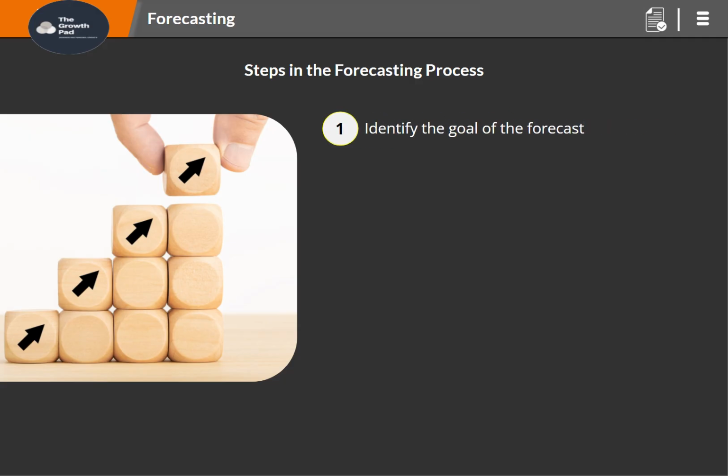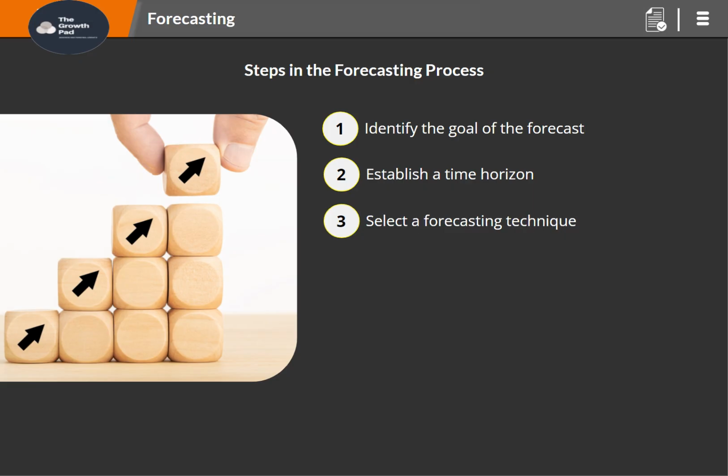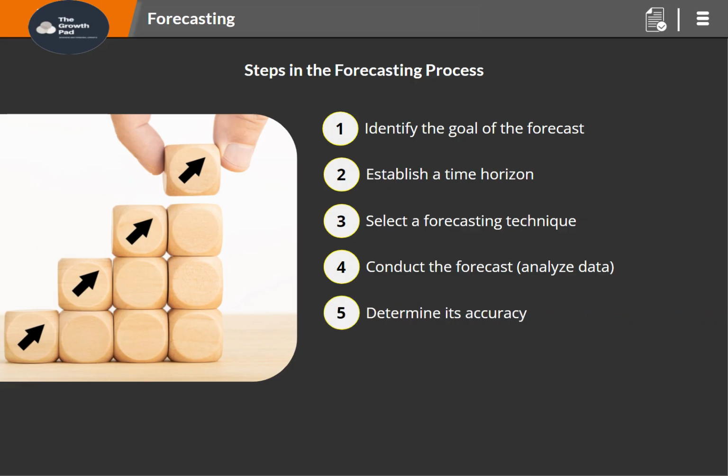Steps in the forecasting process. Step 1. Identify the goal of the forecast. Step 2. Establish a time horizon. Step 3. Select a forecasting technique. Step 4. Conduct the forecast, analyze data. Step 5. Determine its accuracy. Step 6. Monitor the forecast.